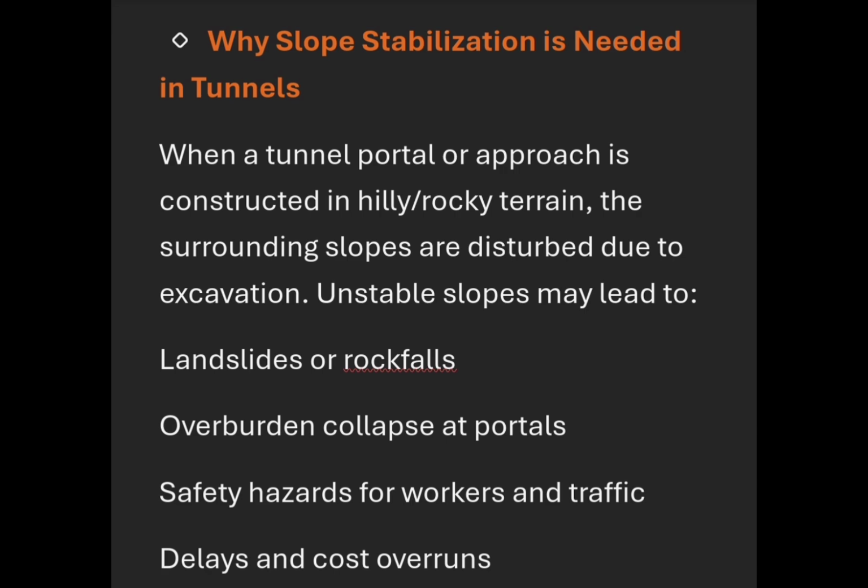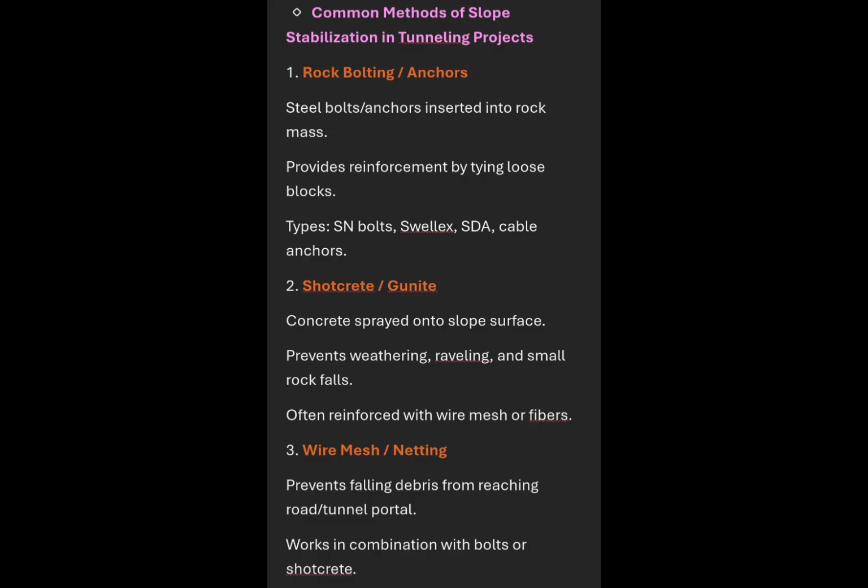When a tunnel portal or approach is constructed in hilly or rocky terrain, the surrounding slopes around the tunnel are disturbed due to excavation. Instability of slopes may occur and it leads to landslides or rockfall, overburden collapse at portals, safety hazards for workers and traffic. It will also cause delays and cost overruns. There are common methods of slope stabilization in tunneling projects.